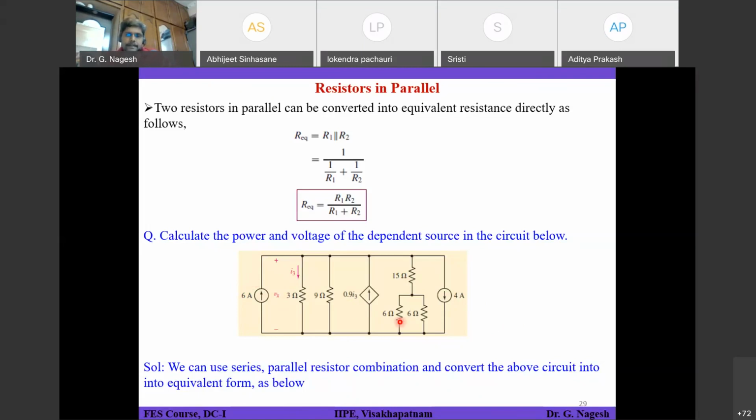Next, what can you do? You have 6 and 6 ohms in parallel and 15 ohms in series. So what will be the equivalent of 6 and 6 in parallel? 3 ohms. So 6 into 6 divided by 6 plus 6, that is 36 divided by 12, which is 3 ohms. That one will be in series with your 15 ohms.